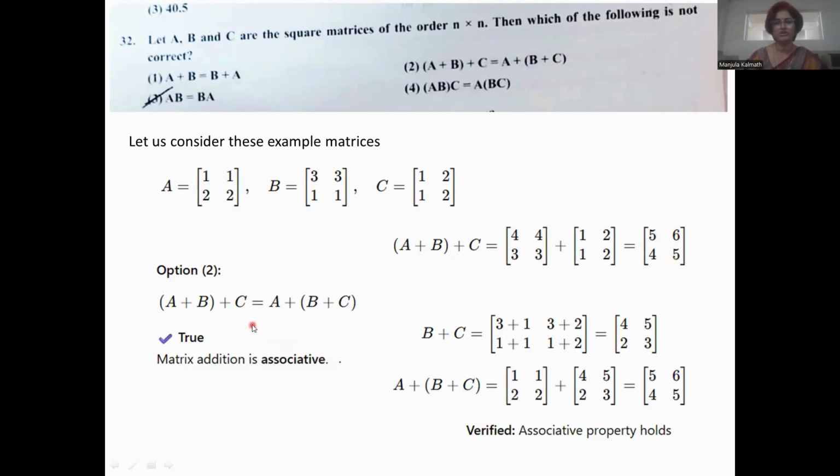Then we go for the next one, A plus (B plus C). First we go for B plus C. By adding B and C, we get 4, 5, 2, 3. And A should be added to this one. Now A is 1, 2, 1, 2. This is added to 4, 5, 2, 3. So 4 plus 1 is 5, 5 plus 1 is 6, 2 plus 2 is 4, and 2 plus 3 is 5. So now here we have 5, 6, 4, 5, and this is also 5, 6, 4, 5. So both are the same. So the associative property also holds good for matrix addition.